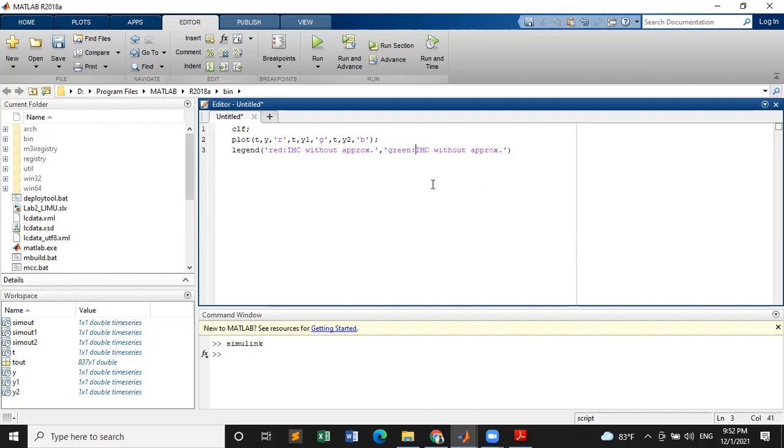IMC with approximation. And then we have blue, the general PA. Right, so now let's plot this. I think it's right, okay.